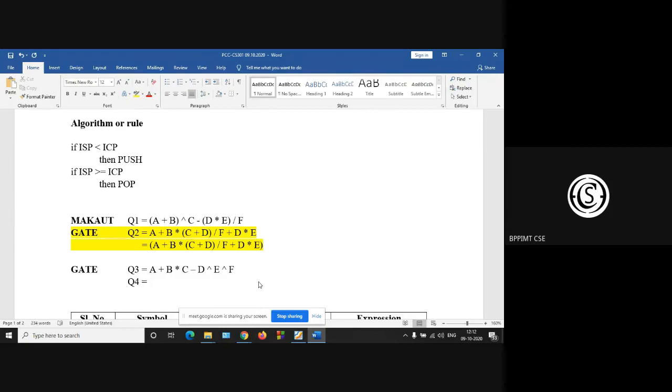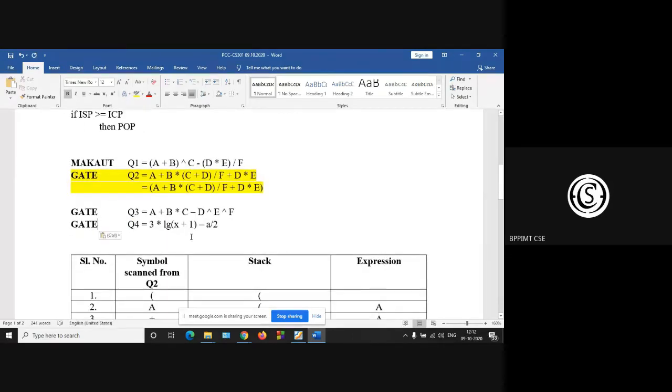So next question, Q4. Q4 is 3 into LG x plus 1 minus A divided by 2. Okay, this is also from GATE.